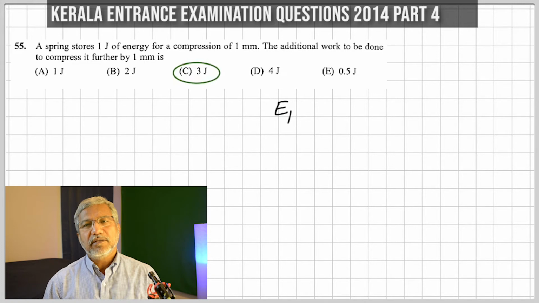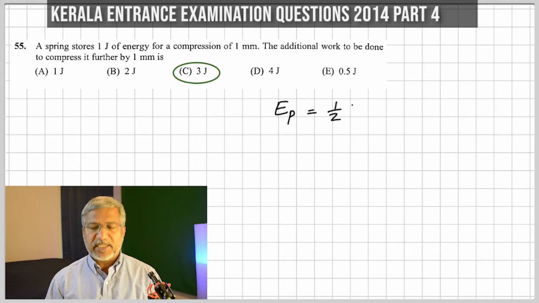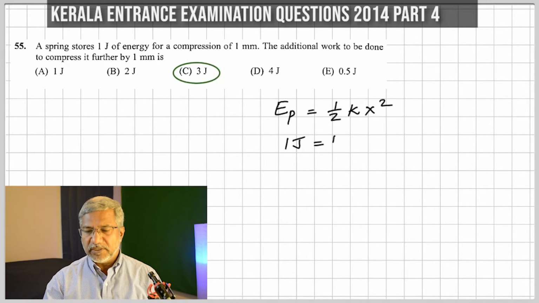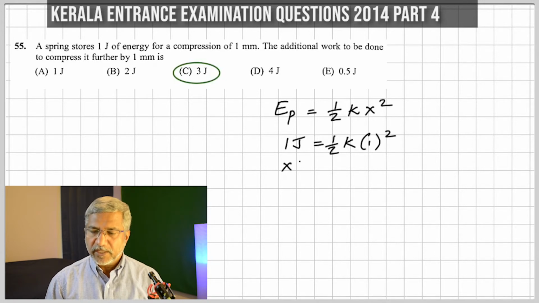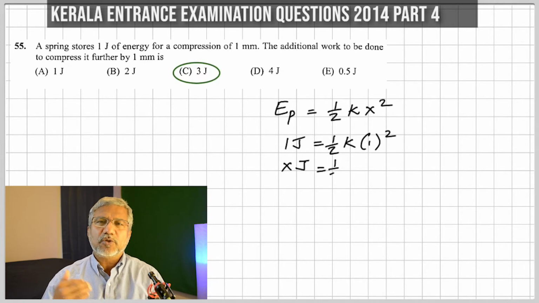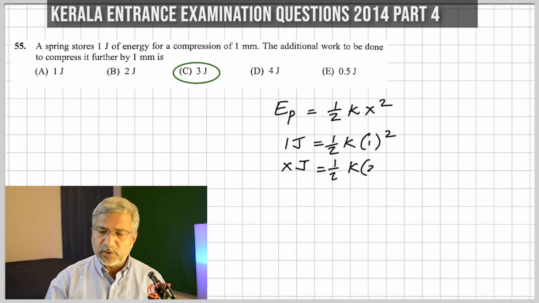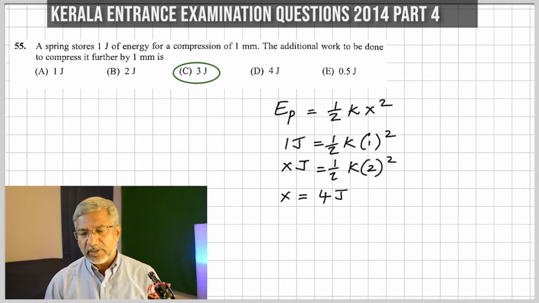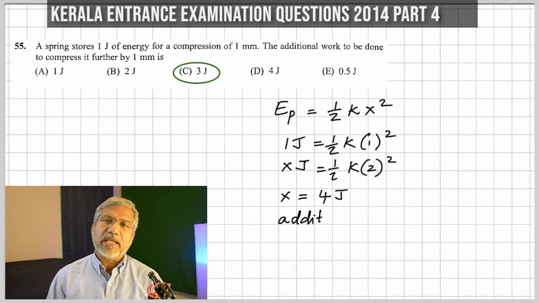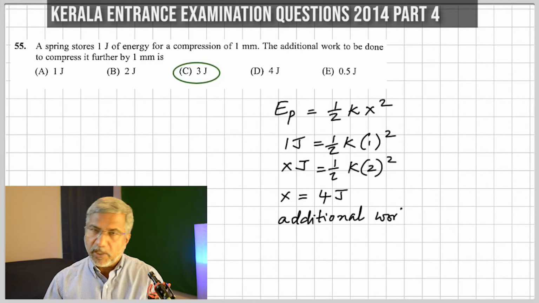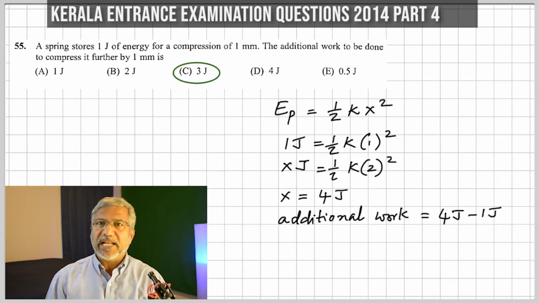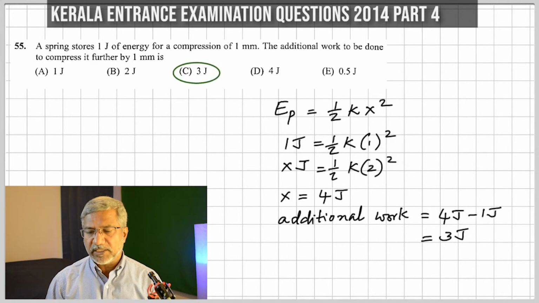The energy of a spring, it's actually potential energy of a spring, is 1/2 kx squared or k delta x squared, whatever way you want to write it. So in the first case, 1 joule is equal to 1/2 K 1 squared. K is the spring constant. We don't even need that. I'm leaving it in millimeters because it's a ratio. It's going to cancel out. And then x joules is equal to 1/2 K 2 squared. You can see that x is surely 4 joules. Therefore, the additional energy is 4 minus 1, 3 joules. So the answer is 3 joules. You have to be careful about such problems with catch words like this. Additional work done: 4 joules minus 1 joule, that is 3 joules.